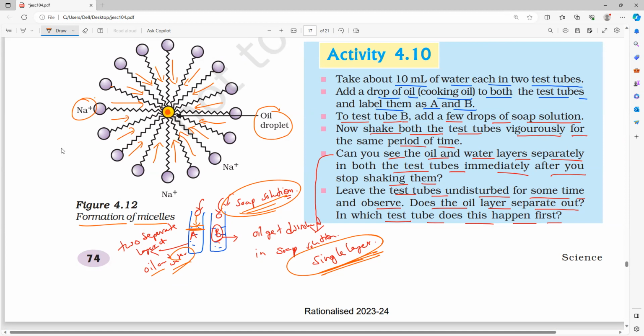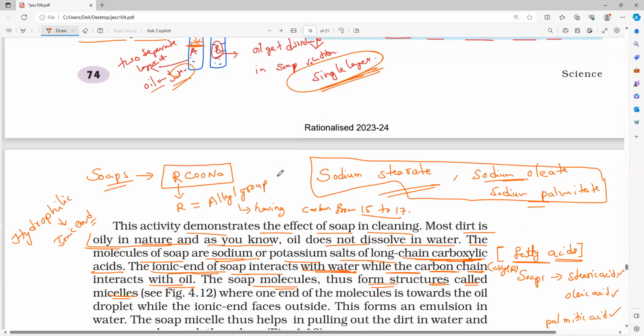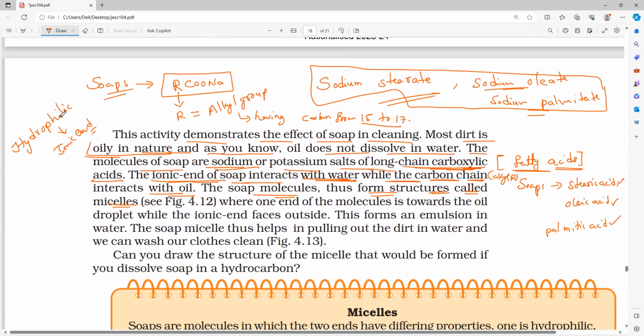So the ionic end of a soap interacts with the water, while the carbon chain, that is what we can say the alkyl, interacts with the oil. Please note it, everybody. If you see figure number 4.12, you all notice it. The tail part is attracted by the oil, and the ionic part is repelled away from the oil. So that is how the soap molecules are present. Soap molecules means two parts you have to remember: one is the hydrophobic tail, and another one is the hydrophilic head. Now, one end of these molecules is towards the oil droplet, while the other ionic end faces outside; this forms an emulsion in the water.